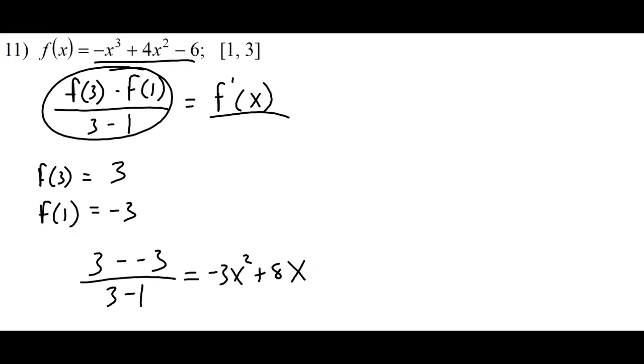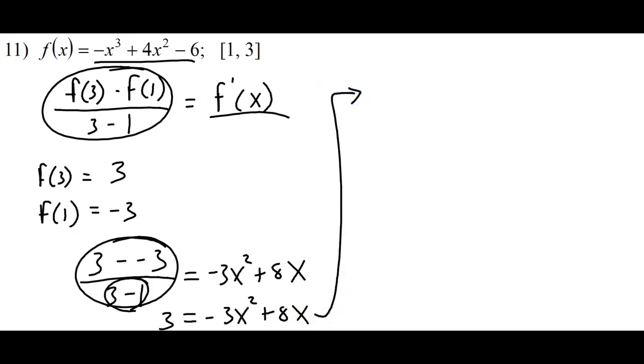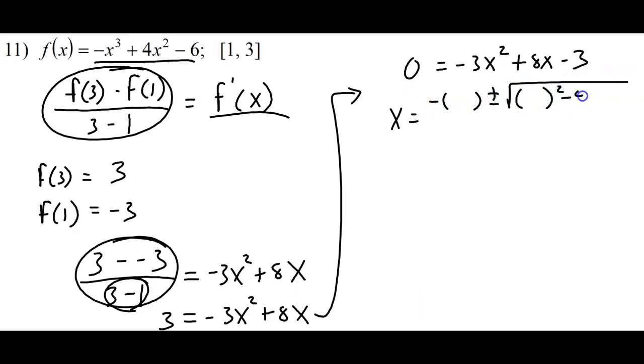There's that. Let's simplify this. 3 minus a negative 3 is 6. 3 minus 1 is 2. 6 over 2 is 3. And then we're going to move the 3 over to the other side, so it is equal to 0. Once again, just like the last problem, I'm going to use the quadratic formula. Here we go. Negative b plus or minus the square root of b squared minus 4ac all over 2a.